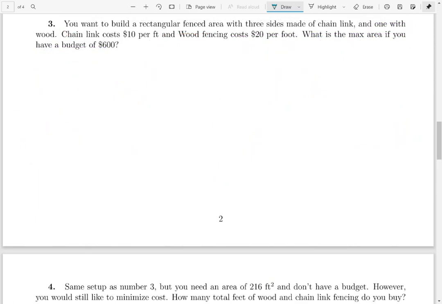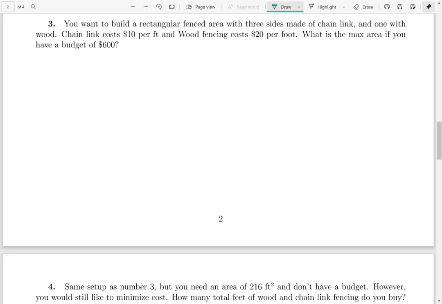Similar type problem. We want to build a rectangular fenced area with 3 sides made of chain link fence and 1 side made with wood. Chain link costs $10 per foot and wood fencing costs $20 per foot. What is the maximum area if you have a budget of $600?